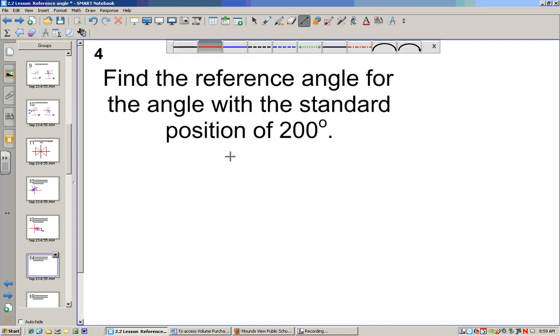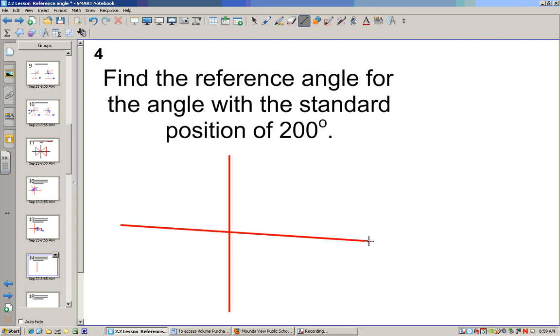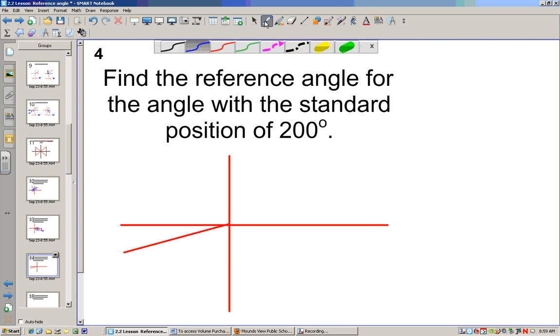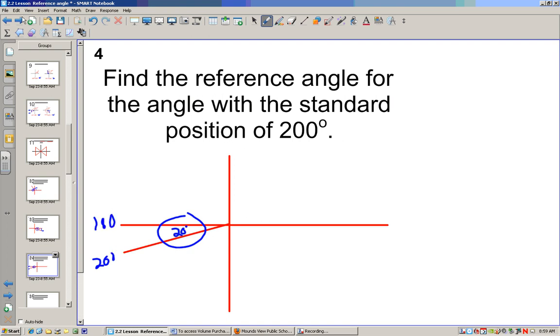200 degrees. It's going to be a little past 180. And we'll call this angle 20 degrees. It's just barely past 180, because there's 20 degrees between 180 and 200.